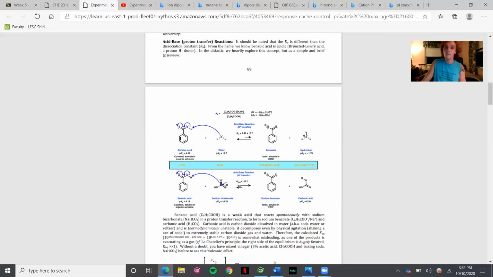But this is where it gets interesting. If you look where my mouse is on the second reaction here, carbonic acid, now this is where it gets relative to your real life. That's found in all soda. So that's how you carbonate soda.